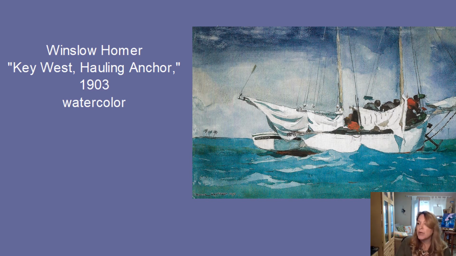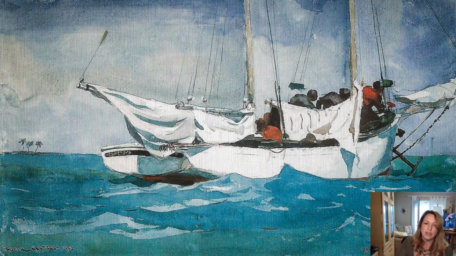He also did a number of these type of images of the Bahamas and Florida, and this is Key West hauling anchor. This is a 1903 watercolor, and you can see again the translucent washes in the foreground, and the attention to detail for watercolor is just amazing. And here's a blow-up, so you can see a bit more of the details. You can even see the texture of the canvas as well.